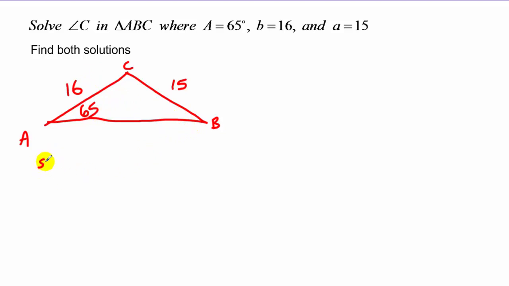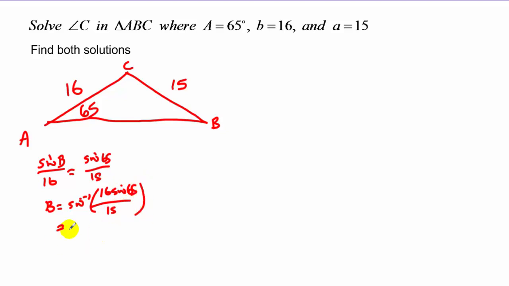We'll take the sine of B over 16 is equal to the sine of 65 over 15. B once again is equal to the inverse sine of 16 sine 65 over 15, which is 75.17. Subtract that from 180 to get C. C equals 180 minus 65 minus 75.17. We have a C value of 39.83. So that's one possible situation.